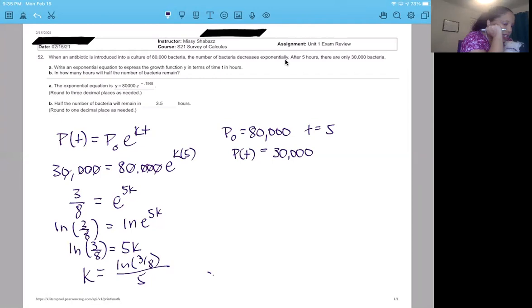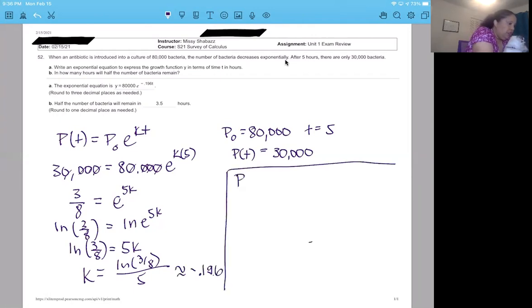Right, so I'm getting a negative 0.196165851, and they said round to 3 decimal places. So that's going to give me a negative 0.196. All right, so the function that I want is P of t equals P naught, which is 80,000, e to the k, which is negative 0.196 t.